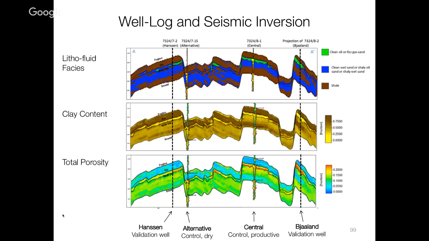They have some wells, and from all the seismic work that's done, I don't exactly know how they got all of this information, but here are 3 images: the lithofluid bases, the clay content, and the total porosity. From our perspective, what we're interested in is the 2 control wells. There's alternate in here, and there's central in here. So those are the two wells. This one was productive, and this one was not productive.